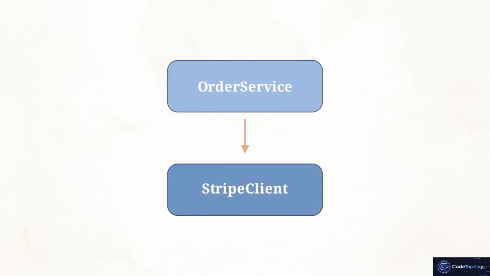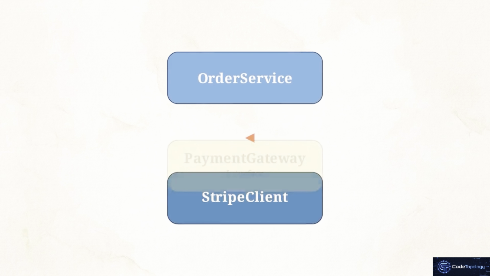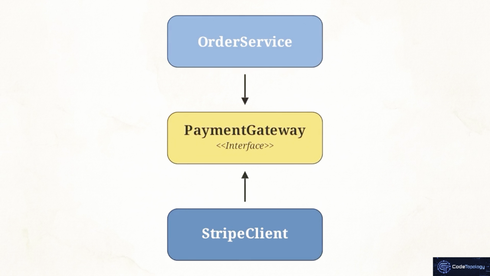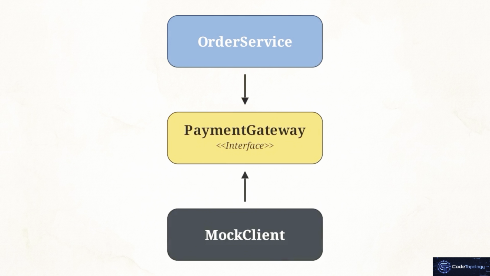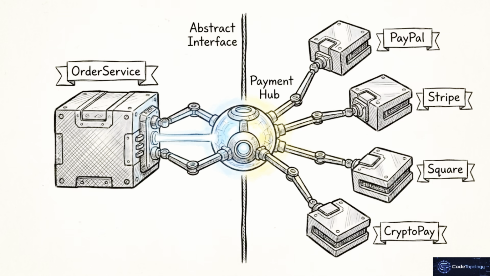This flowchart fixes it. We flip the dependency. Both the order service and the Stripe client now point toward a neutral payment gateway interface. With this inverted structure, engineers can instantly swap vendors or mock the gateway during testing without touching core logic. Inverting dependencies entirely decouples your vital business logic from the volatility of external tools and third-party APIs.